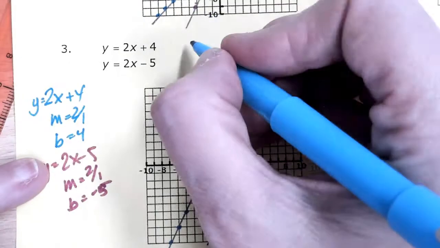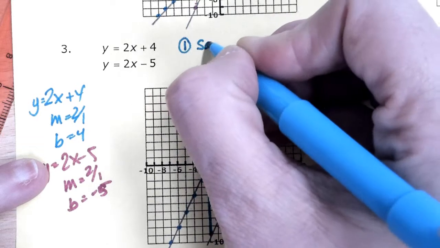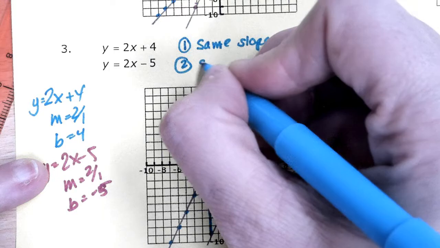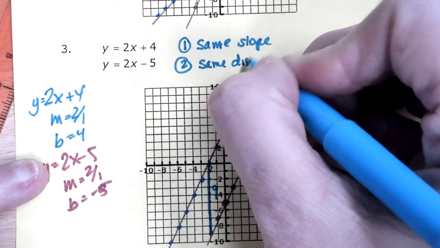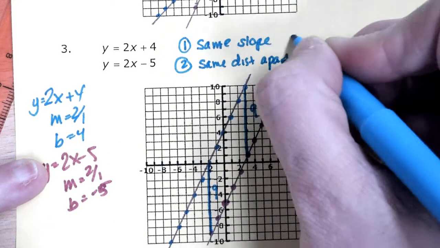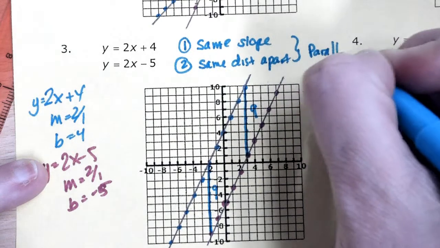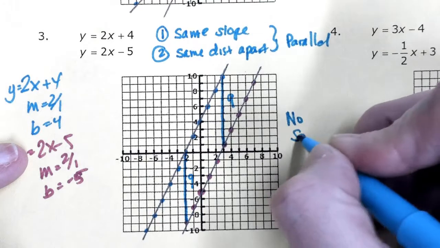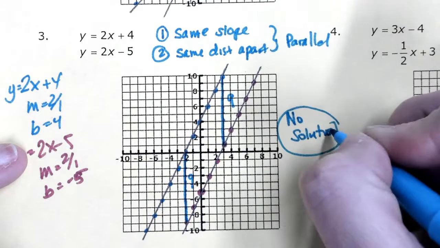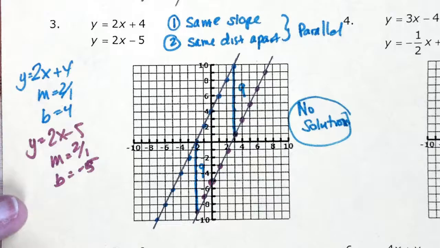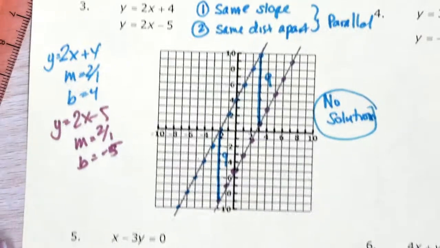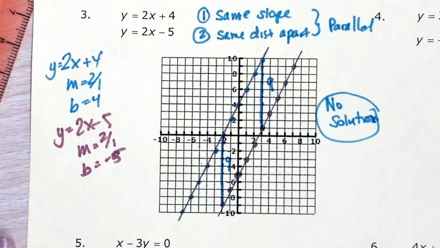Since they're the same, first of all, they have the same slope. Second of all, they're the same distance apart. That makes them parallel, and parallel lines have no solution because they will never cross. Remember, the solution is where they cross. Well, they're never going to cross because they're parallel. Okay? So that's why number 3 has no solution.